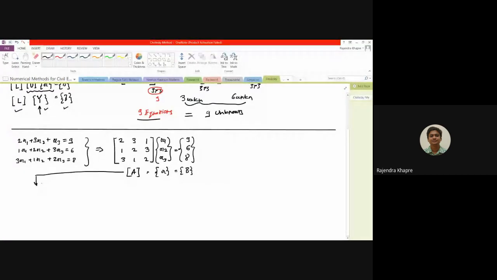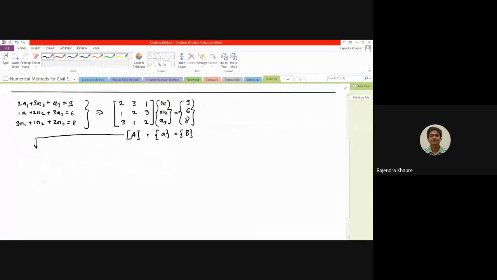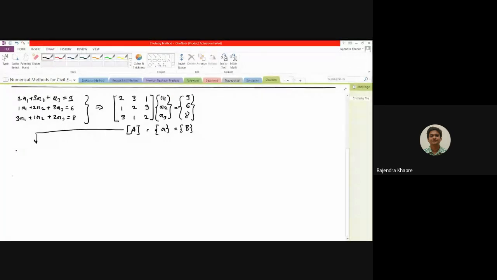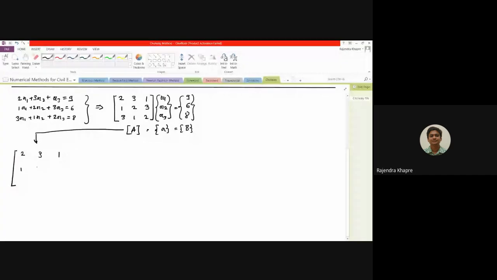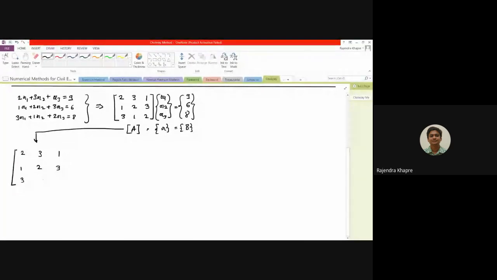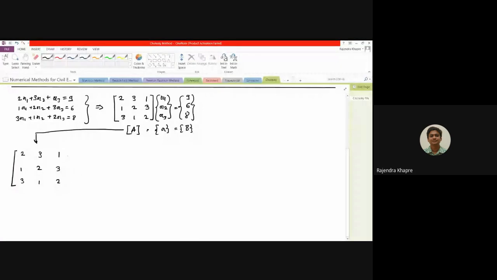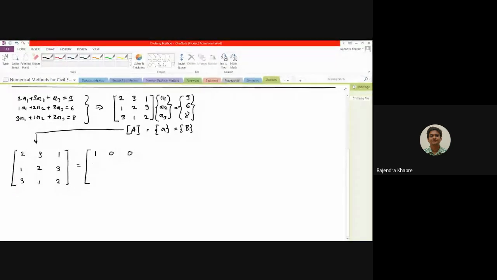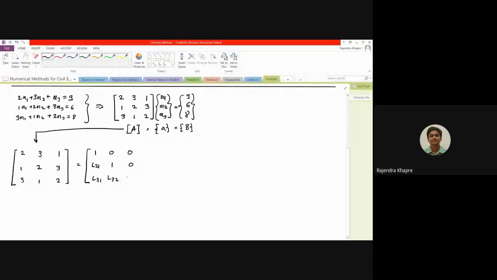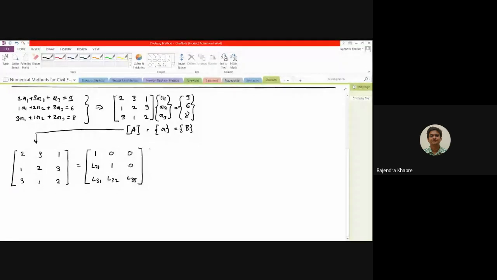Okay, so let us focus on this A matrix. I have to break the given A matrix into two parts. Okay, so let me write down this A matrix for you one more time. So this is 2 3 1, 1 2 3, and then we have 3 1 and 2. Okay, so this has to be a product of lower triangular matrix, where this is 1 0 0. So this is L, second row first column, this is 1 and 0. This is third row first column, this is third row second column, this is third row third column.